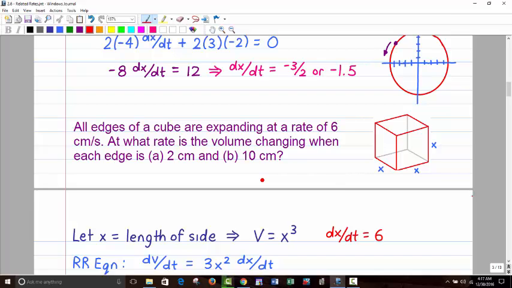So at what rate is the volume changing when each edge is exactly 2 centimeters long, and then when it's 10 centimeters long, what is the rate the volume is changing at that point in time, the instantaneous rate?